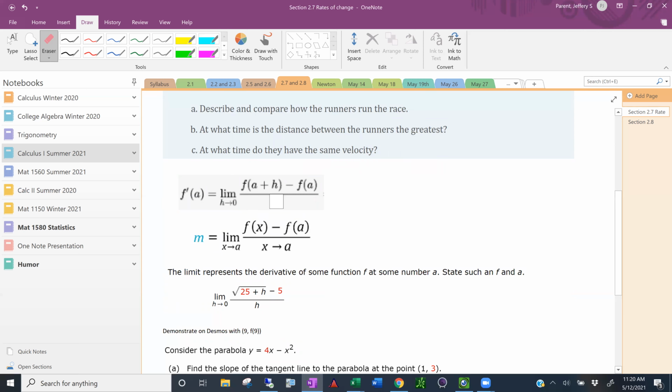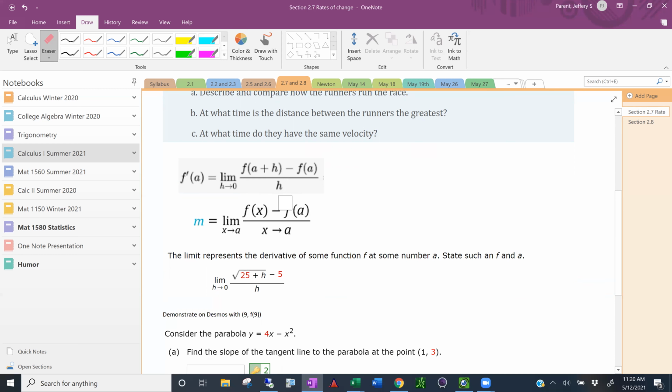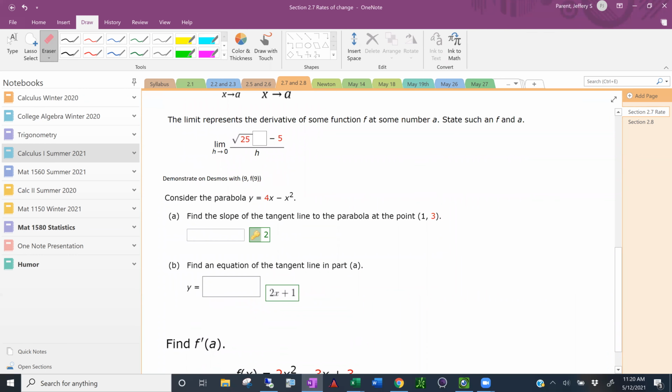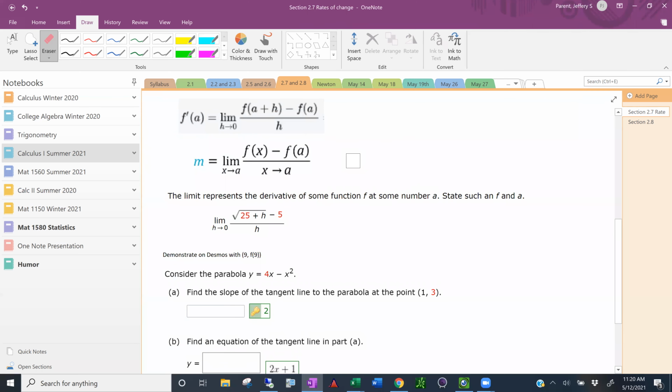And let's start. Let's say actually we'll start kind of in a warm-up fashion with this one. It says the limit represents the derivative of some function, at a number. State the function, state f, and the number. Let me copy this down and then we'll look at it a little bit more closely. So it's going to be the limit as h approaches 0 of the square root of 25 plus h minus 5 over h.